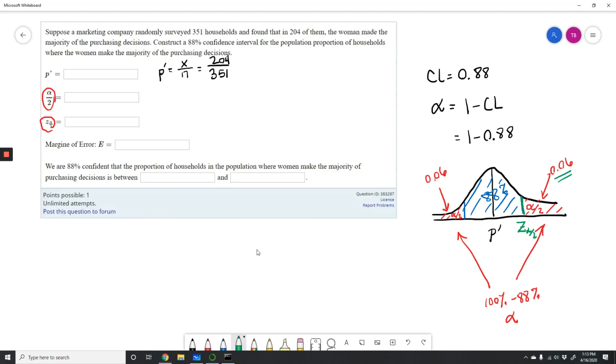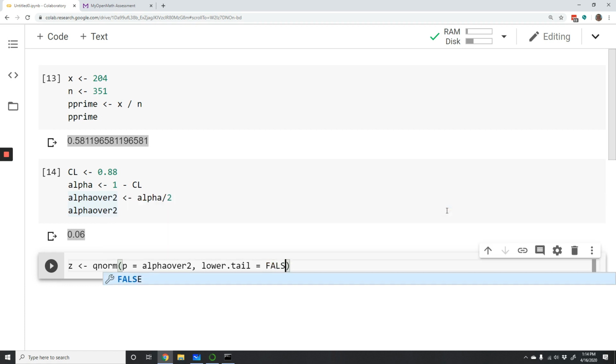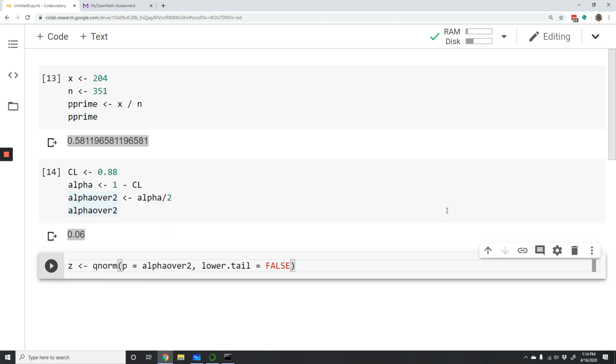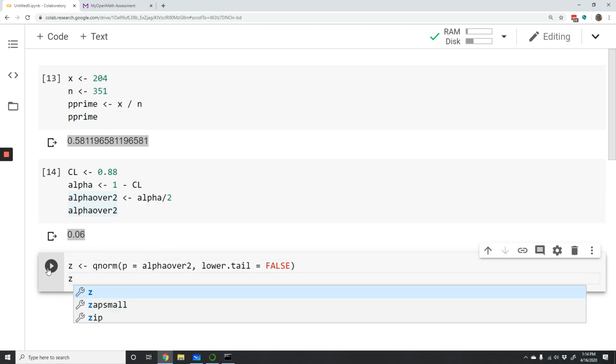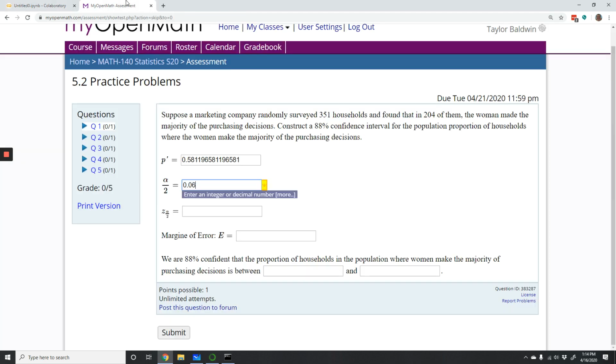And lower tail, well, if we look here, Z alpha over 2, we want that alpha over 2 area above it, right, for this particular guy. So that alpha over 2 area is not in the lower tail, it's in the upper tail. So lower tail is false. Okay, so let's get that Z. So our Z alpha over 2 is 1.55 about. So let's copy that, paste it in. Okay.